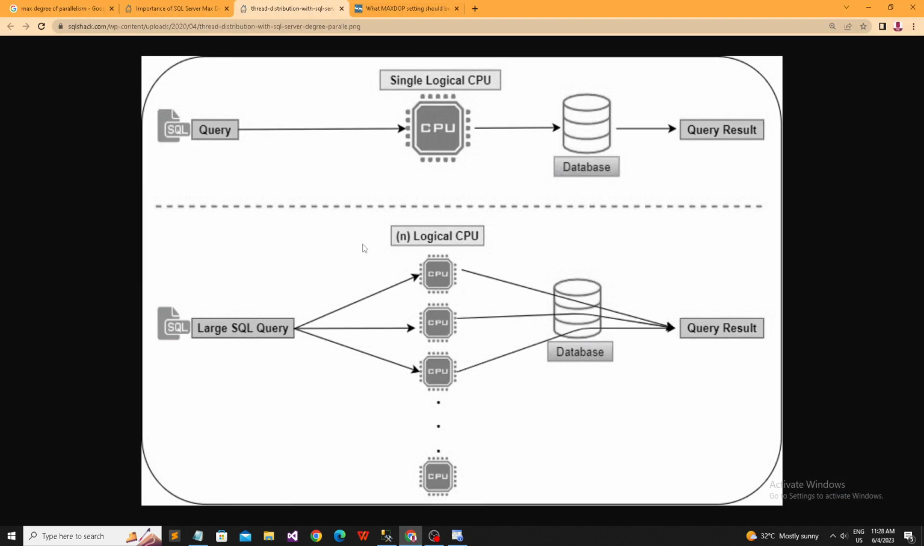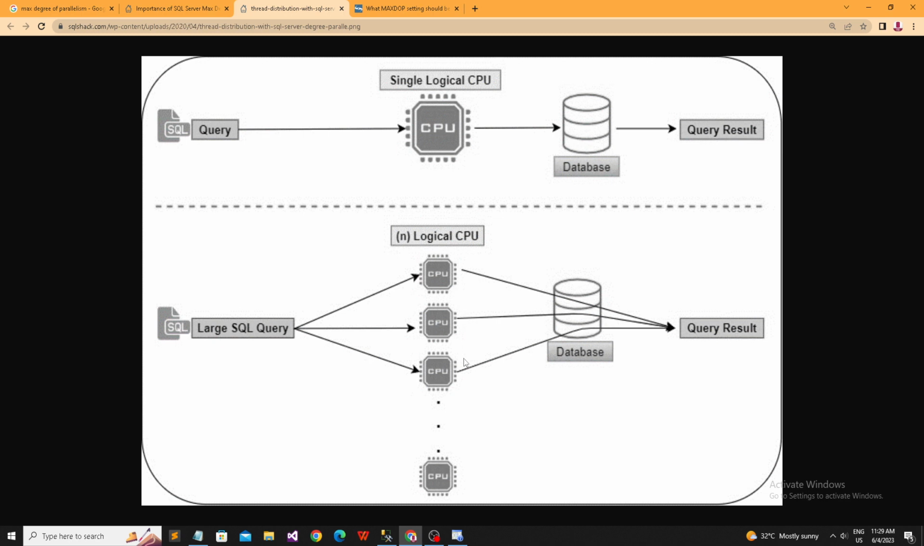By looking at this diagram, you can see there are two views. The first picture is for single threading, and the other part of the picture is multithreading. Let's try to understand. For example, I'm running this query, and it is sent to the database engine. It only uses a single processor, the query gets executed, the data is fetched from the disk, and the data is sent to the query result. So I can say this is single threading because only a single processor has been used.